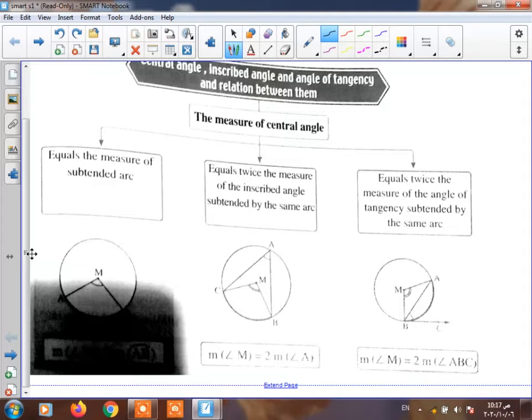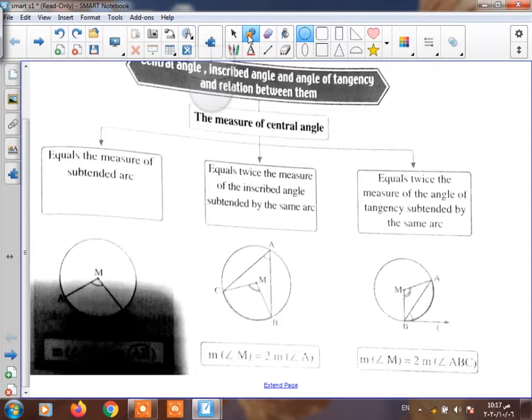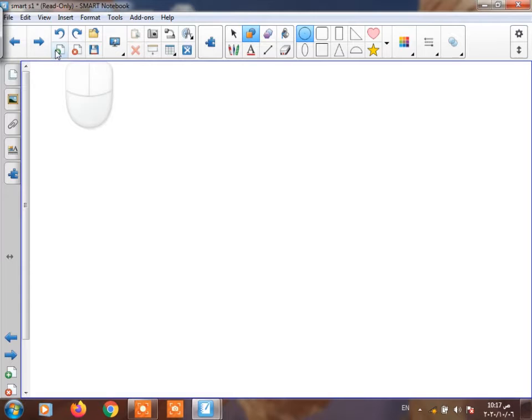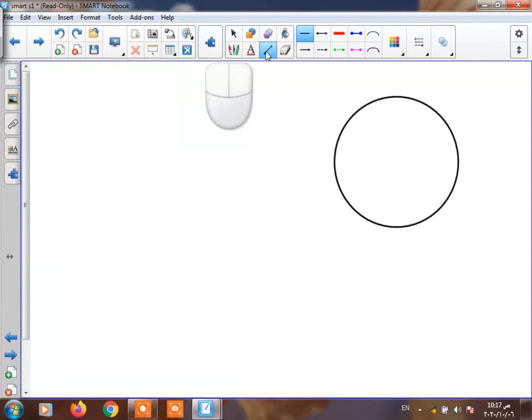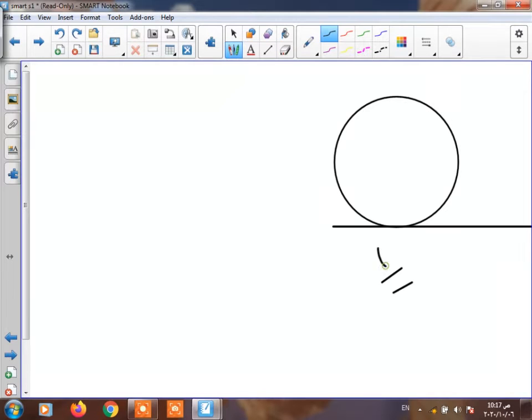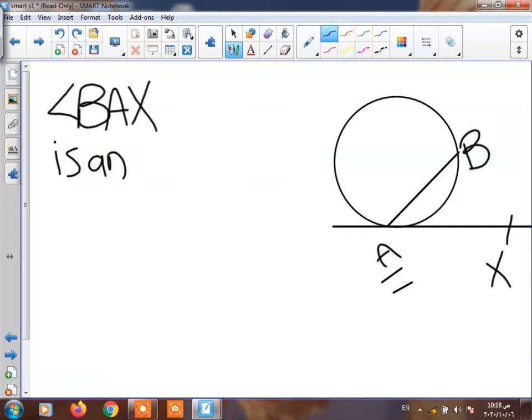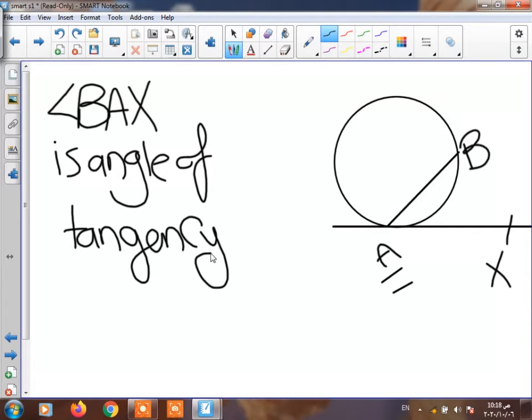What about the angle of tangency? In Middle 3, yes, Senior 1. This is our third angle. If you have a circle just like that, and we have a tangent anywhere, you remember this point is called the point of tangency. Point A here is the point of tangency. And if we have a chord starting from the point of tangency, like AB, we have a tangent and a chord. So BAX, for example, is called the angle of tangency.